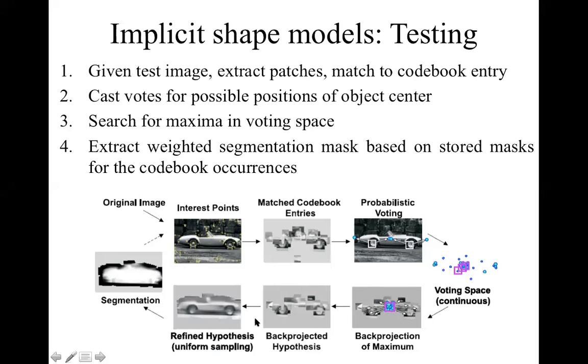Then you can refine your hypothesis such that in the end you are going to localize here a car, and you can also provide a segmentation based on the segmentation that you have at training time, because you do know how to segment part of the object at training time.